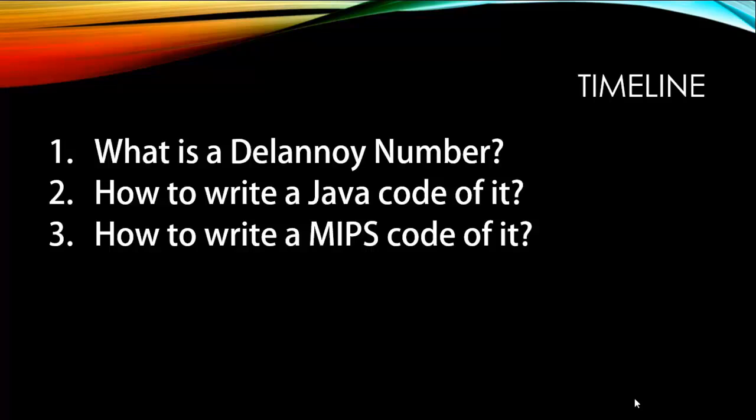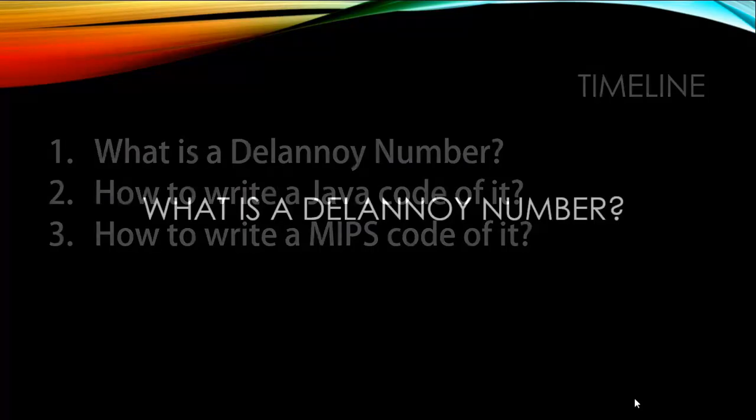So I'll try to link the timeline for this, and if any of you want to skip through any of this, like if you don't want to know what a Delannoy number is, skip through that. If you don't want to know what the Java code might look like, you can skip through that. So I'll try to mark the timeline on the video right here. So let's move on to the first segment of the tutorial.